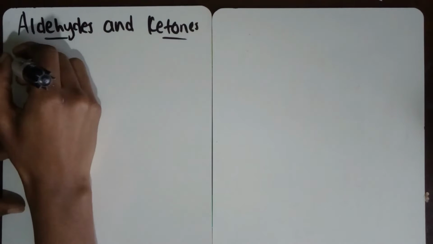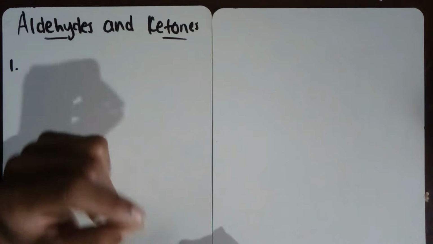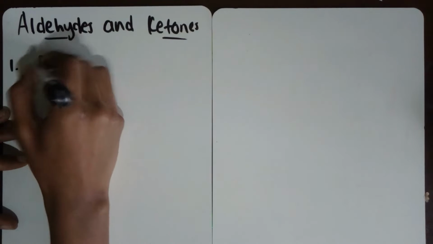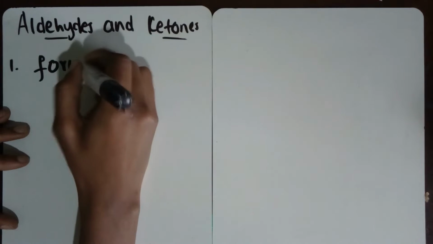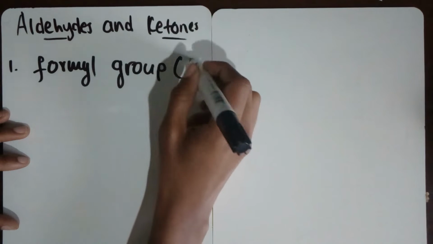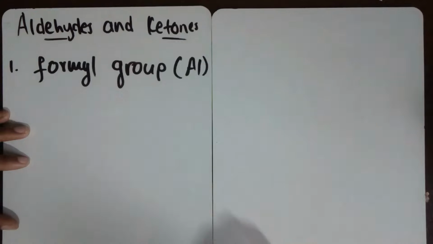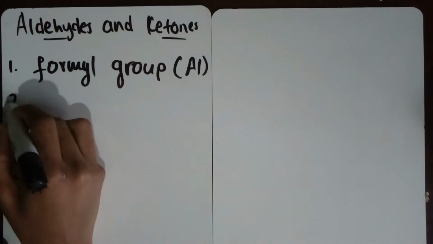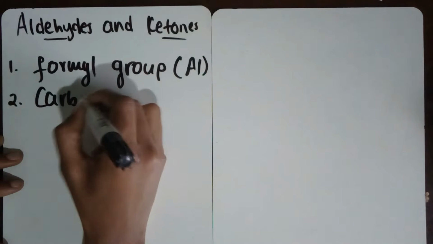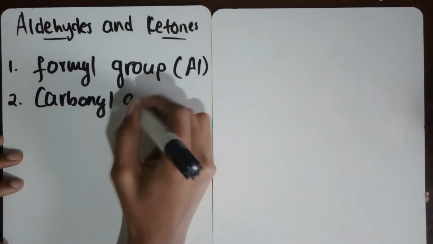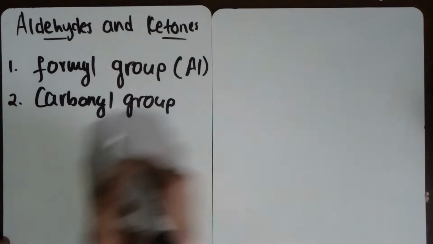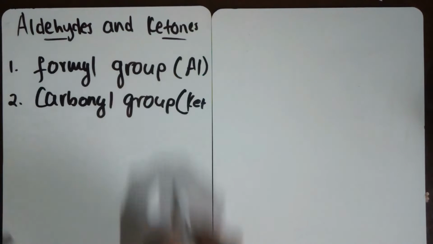So we're going to start off with aldehydes. Aldehydes have a functional group, and that functional group is what we call the formyl functional group. So that is an aldehyde. I'm just going to write AL there. Ketones, on the other hand, have what we call a carbonyl functional group. And what do they look like? So this is a ketone.